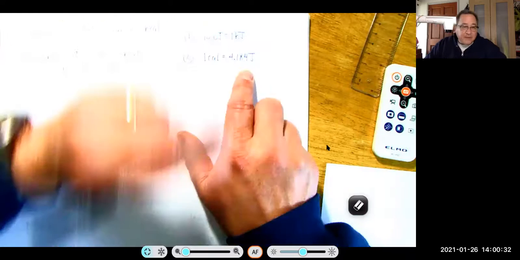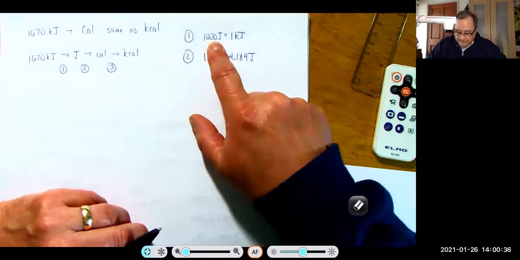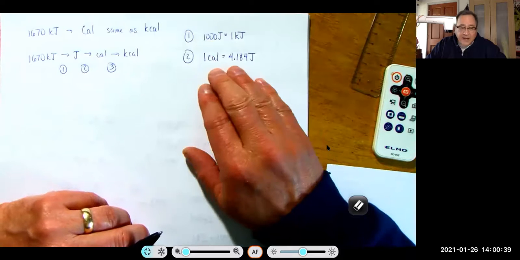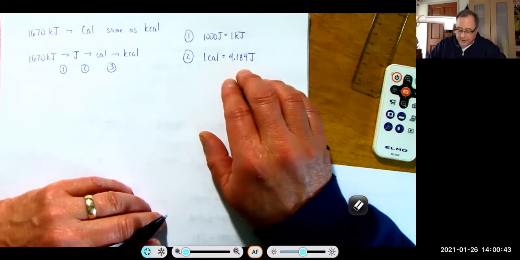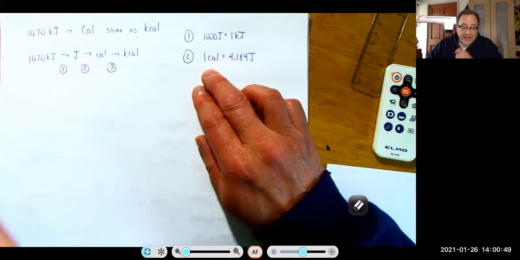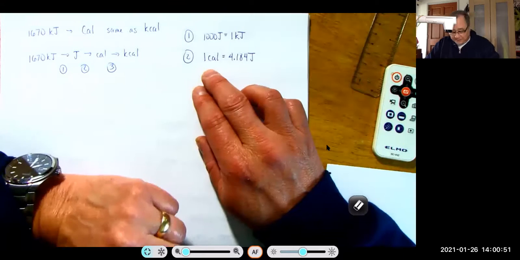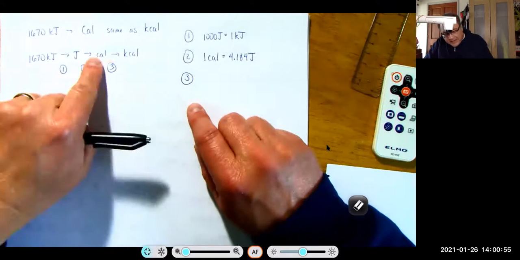This is something you need to memorize. It's not exact, whereas the one above is exact. Someone earlier today asked, well, why is this one not exact? And the answer is that the joule measurement was made or determined without using water, and the calorie size is based on water. And 3, we have calories and kcals.